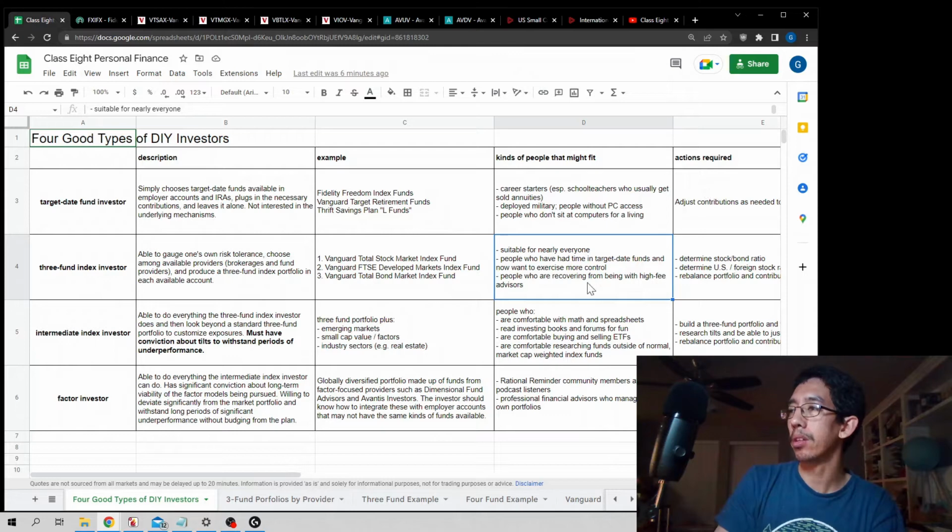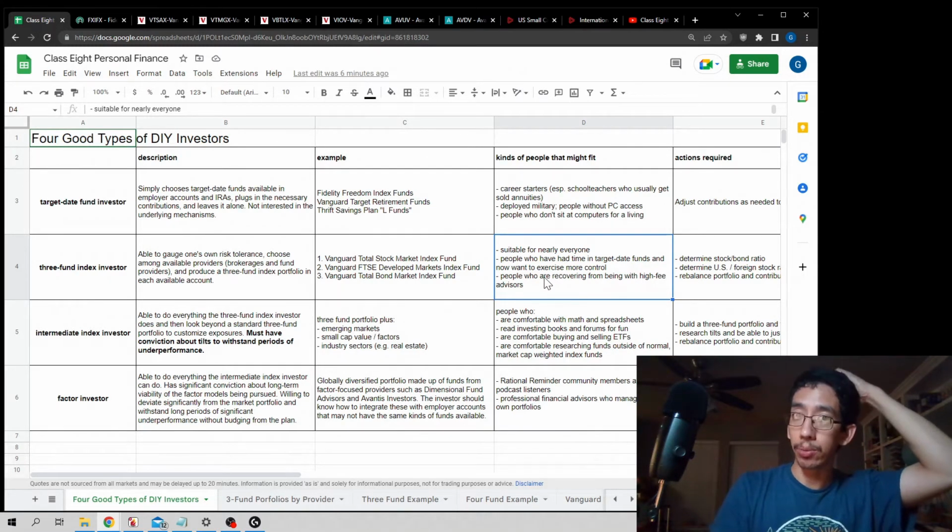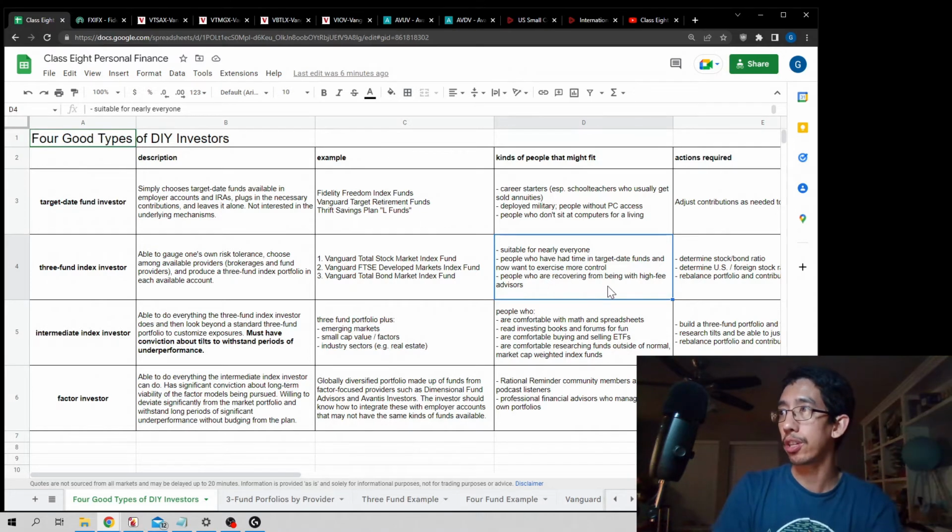Another aspect: people who have had time in target date funds and now want to exercise more control. You think your risk tolerance is different than what's in those target date funds, and you want to actually choose the stock to bond ratio. You actually want to choose the U.S. to international ratio. So those are the kinds of people.